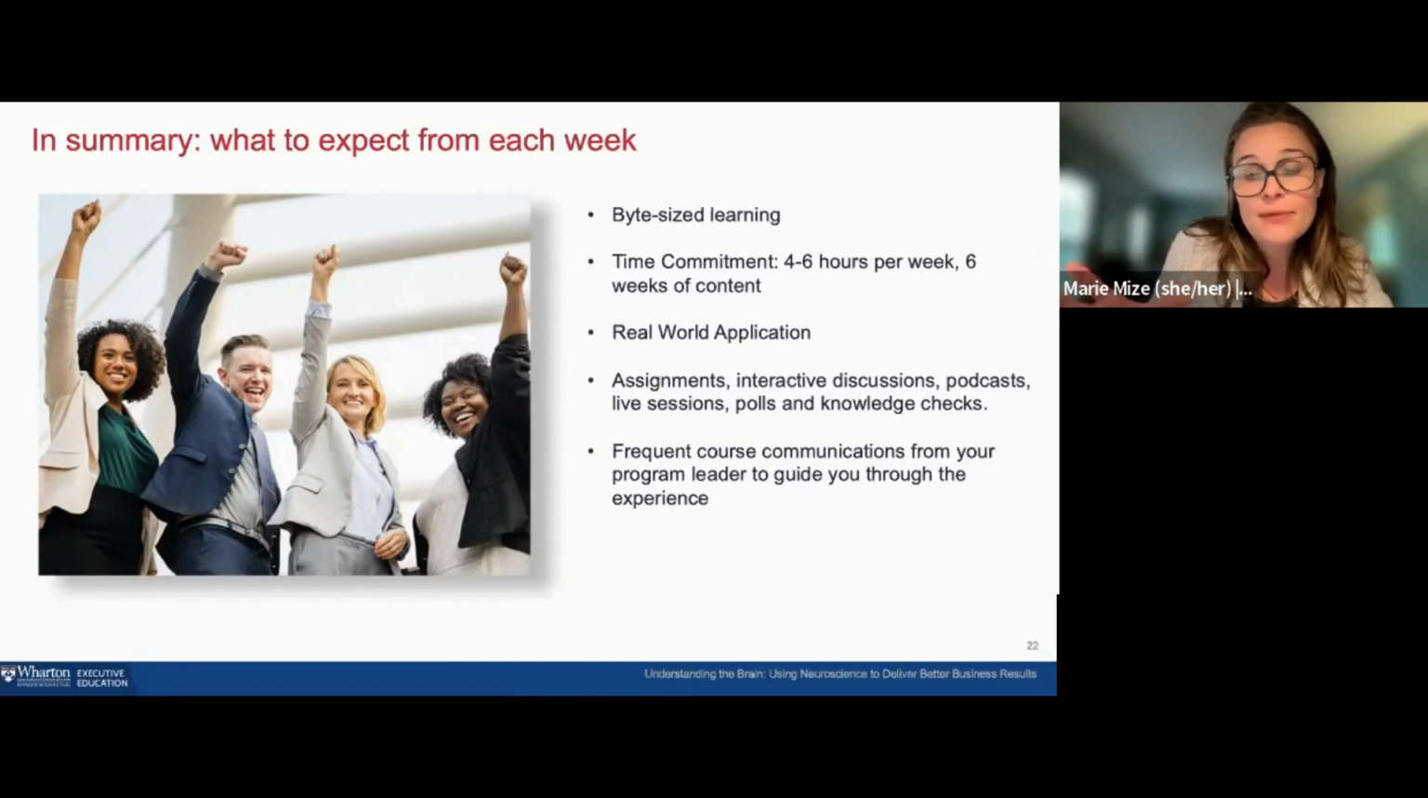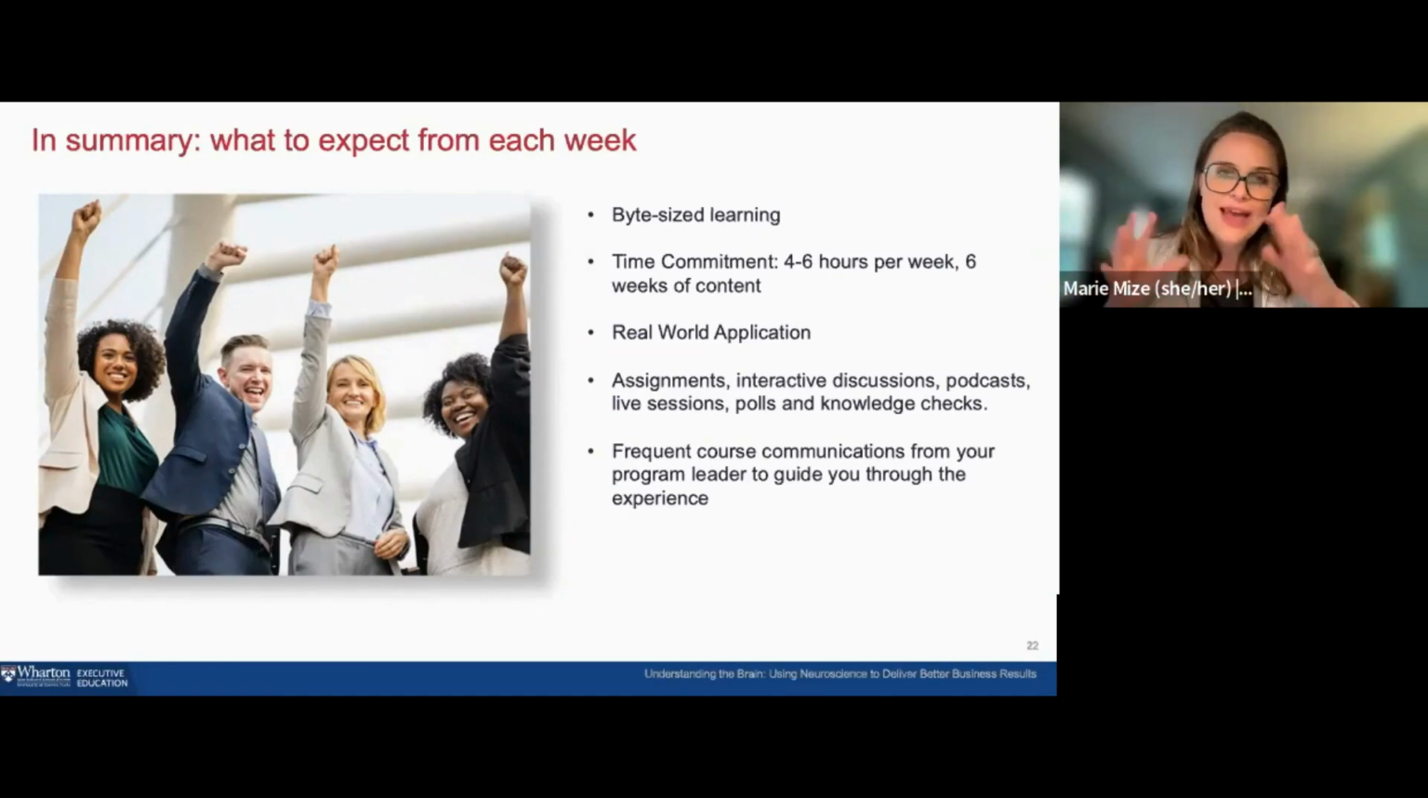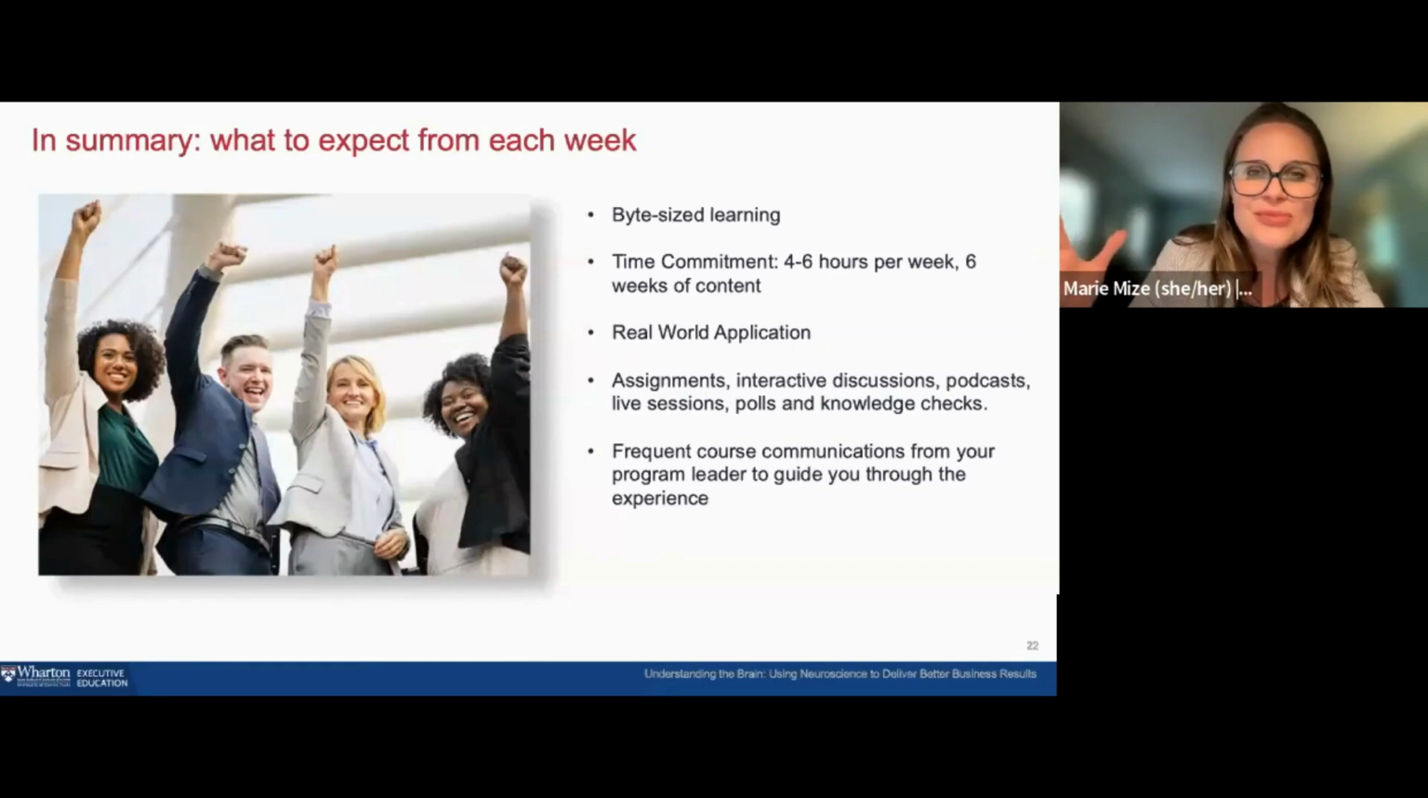You can see the time commitment is 4 to 6 hours per week. So as you're looking at that 7 days, you're really looking to identify those 4 to 6 hour windows of availability. This can be on your lunch breaks, in the afternoons, when the children are sleeping, evenings and weekends. You really get to design that schedule that works for you across these 6 weeks.